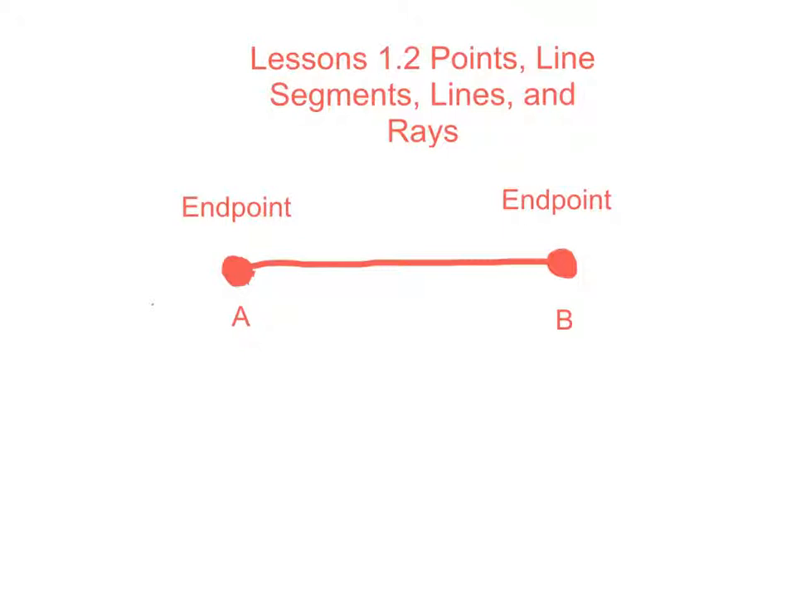Letters are often used to name line segments. One way you could name this line segment would be line segment AB or line segment BA. This is a shortcut for how to write line segment AB, or you can say BA.